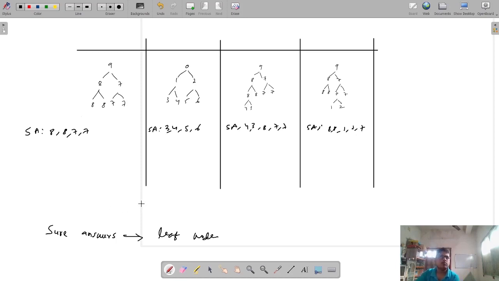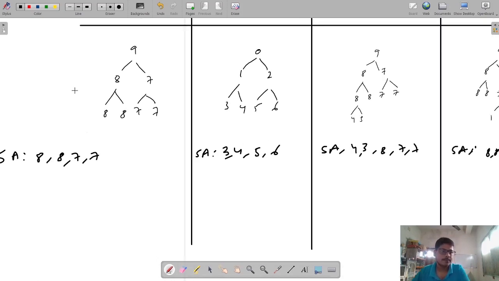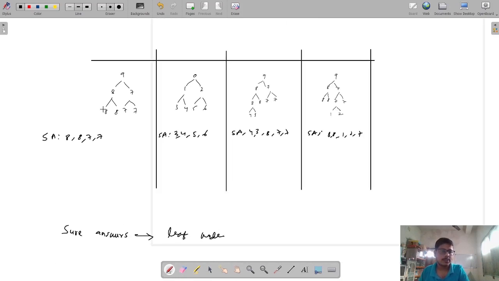So see this. Here 8 is a single value subtree, right? So 8 is a single value subtree. This 8 is a single value subtree, right? So we got two single value subtrees from here. Now look at this subtree 8. Look at this subtree 8, 8, 8. This is a single value subtree. This is a single value subtree.